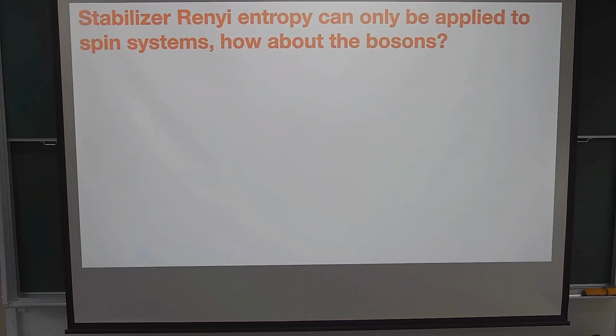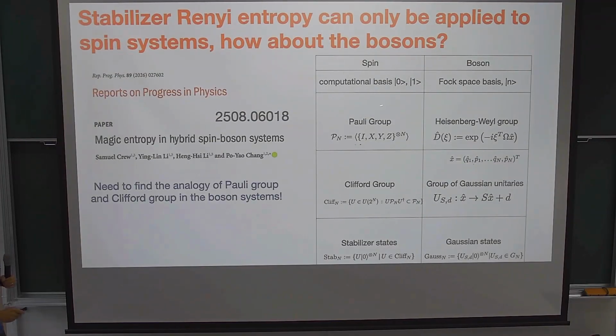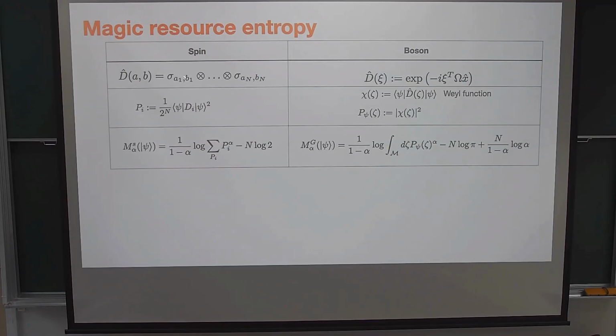And then for the remaining few minutes, I will talk about how I can generalize this SRE to bosonic systems, because the stabilizer states people discussed previously are specific to spin systems, but in principle we can generalize to a spin system, and then we can consider hybrid spin-boson systems. So the idea is we just need to find some analogy between these two. So spin and boson: computational basis we know. Pauli group, we can use the Heisenberg-Weyl group, so mathematically there is a very similar structure. Clifford group, Gaussian unitary, and then stabilizer state, which is very effectively simulated by a classical computer. In terms of boson systems, Gaussian states are very cheap and easy to understand. So there's a one-to-one analogy, so we can use the same definition to define the associated entropic measure, which we call the Gaussian Renyi entropy.